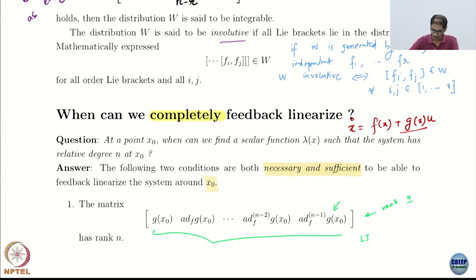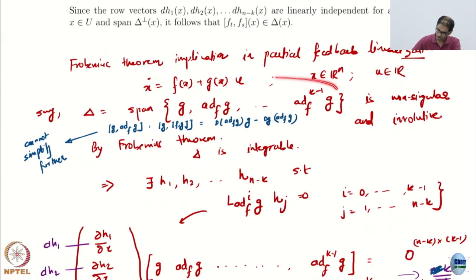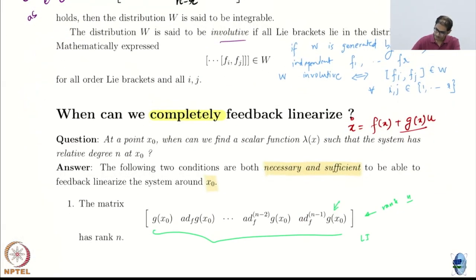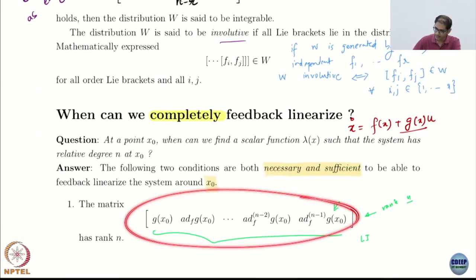Okay, G, ad_f G, up to ad_f^(n-2) G, ad_f^(n-1) G. We want this to be rank n. What is this matrix? Same thing that we constructed, right? Just taking k equal to n. Same deal, because what does it do? If all these are linearly independent, then you get a non-singular distribution. So that's the first requirement, that this has rank n.